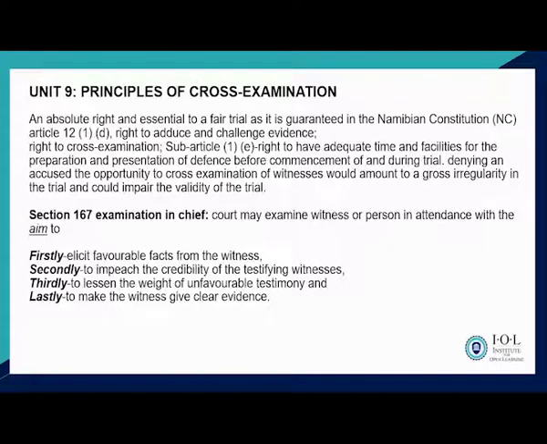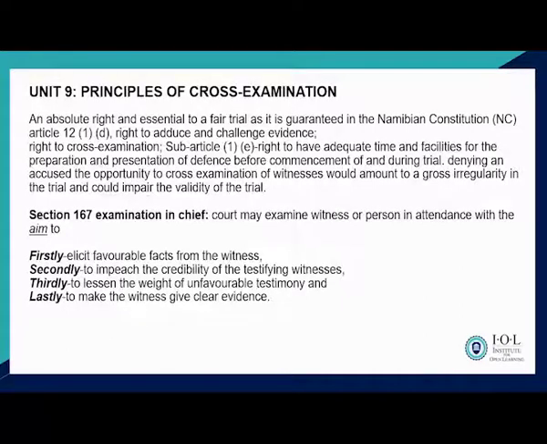Sub-article 1(e): the right to have adequate time and facilities for the preparation and presentation of the defense before commencement of and during trial. Denying an accused the opportunity to cross-examine a witness amounts to a gross irregularity in the trial and could impair the validity of the trial.